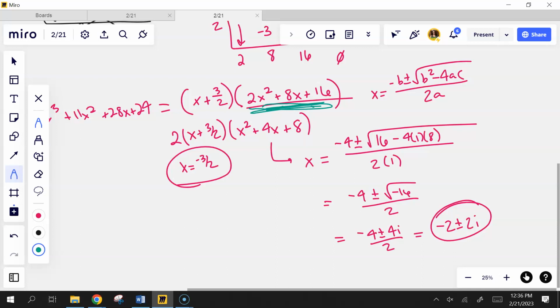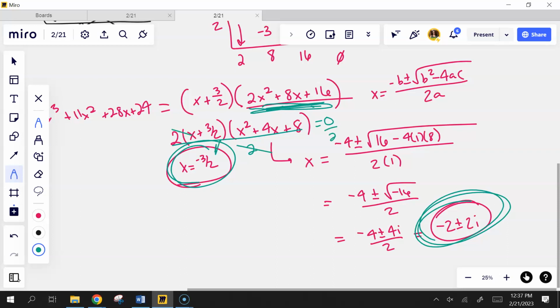So remember, it's a cubic, so I should have 3 zeros. I have this 0, which is negative 3 over 2, and then this gives me 2 complex zeros, negative 2 plus 2i and negative 2 minus 2i. It doesn't impact your solution, because if you think about this equaling 0, I could really divide both sides by 2. It would just go away.